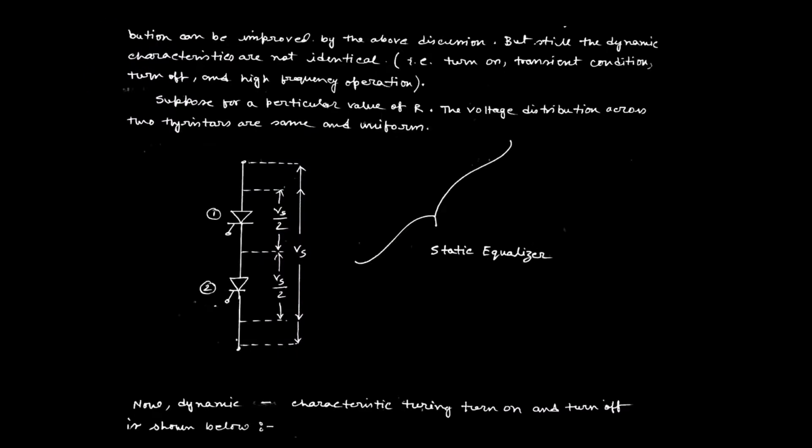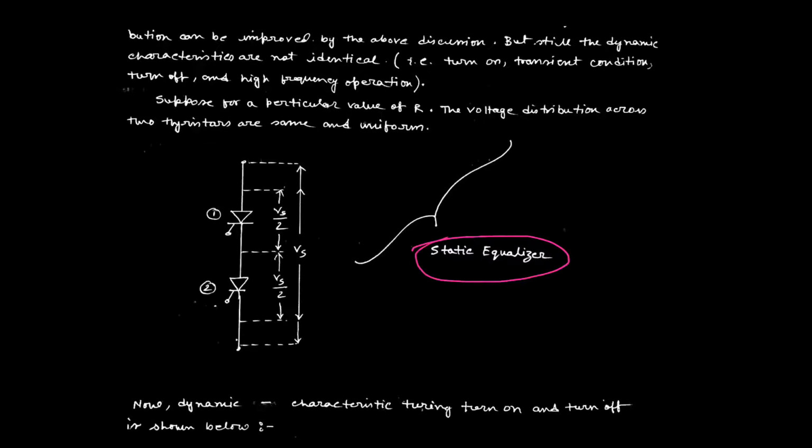This is called snubber. It was my mistake. This is called actually static resistance or static equalizer circuit, through which we can distribute the total supply voltage equally across each SCR of the string. So this is all about the static equalizer or static equalizing circuit. Okay.